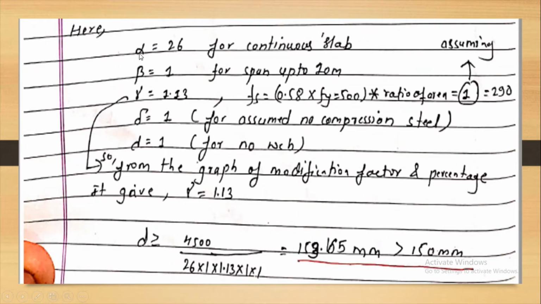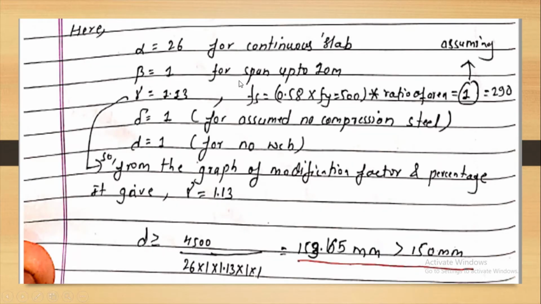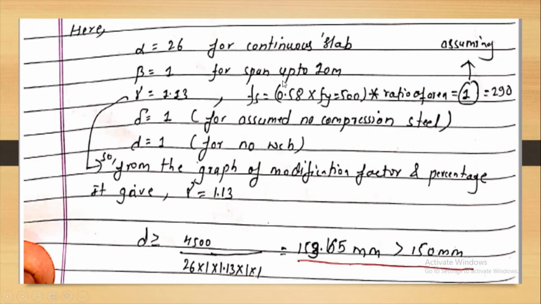Here alpha, which is the basic value, is 26 for continuous slabs. Look at it guys, as per IS 456:2000 clause 23.2.1 (a), the basic values of span to effective depth ratios for spans up to 10 meters, the basic value is 26 for continuous beams. And beta is equal to 1 for spans up to 10 meters, but we have here 4500 mm, which means 4.5 meters, so it is under 10 meters, so we can take beta as 1.